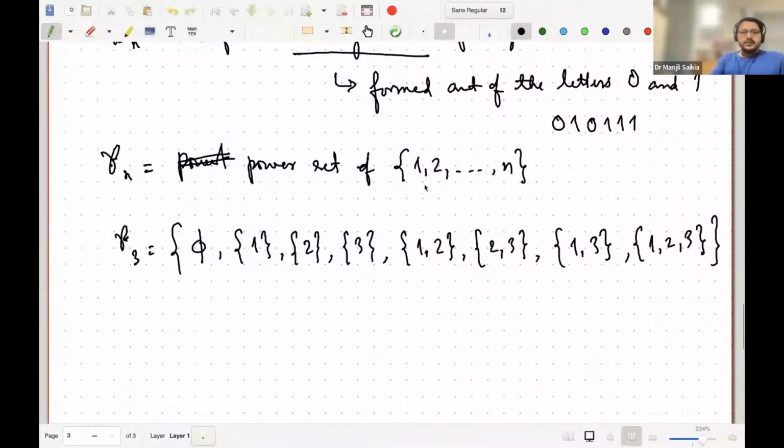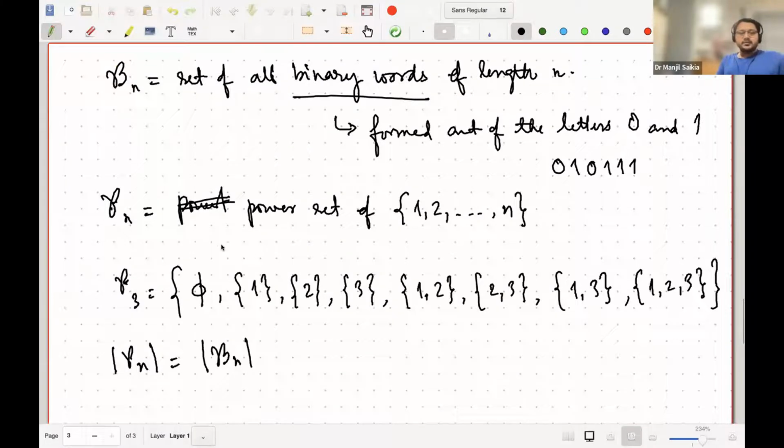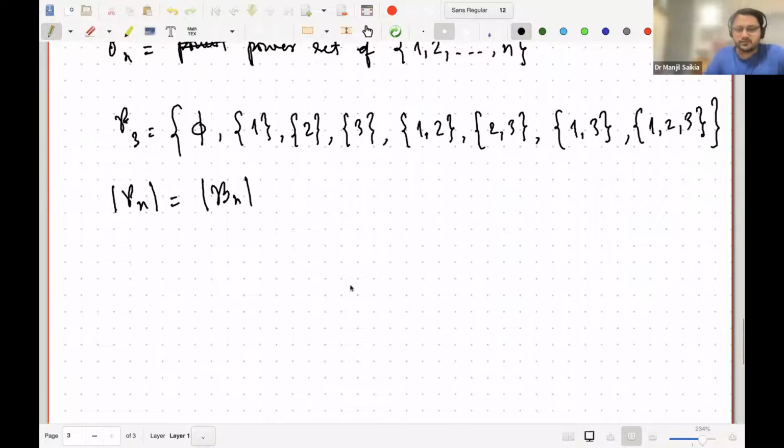So what I'm saying is that the number of elements in P_n is equal to the number of elements in B_n. That means the number of elements in the power set on {1, ..., n} is equal to the number of elements in the set of all binary words of length n. And now I'm going to prove this using a very simple construction.